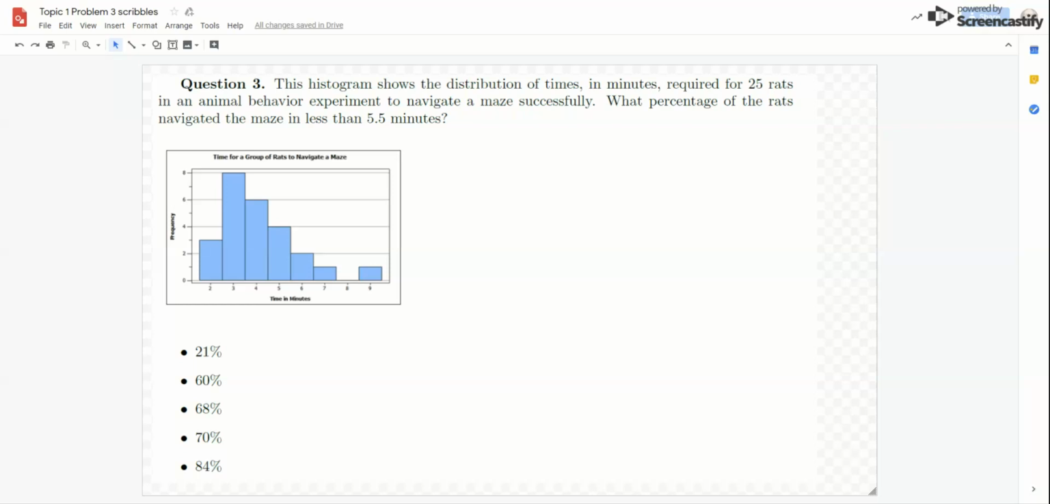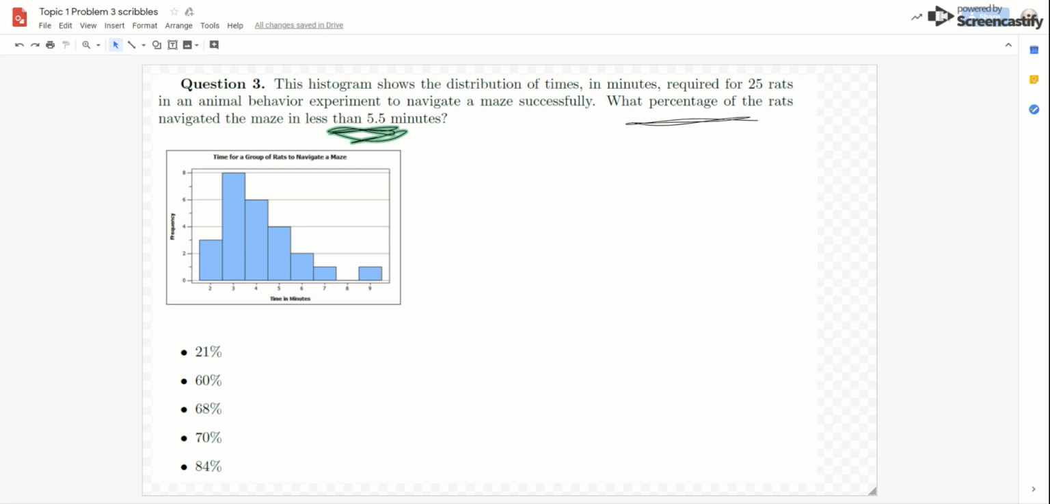This problem is about interpreting a histogram. So we've got these different amounts of rats doing an experiment, and then we have to figure out what percentage, right? So that's what we're being asked to really engage with. What percentage of the rats navigate the maze in less than 5.5 minutes? So first I need to locate 5.5 minutes.